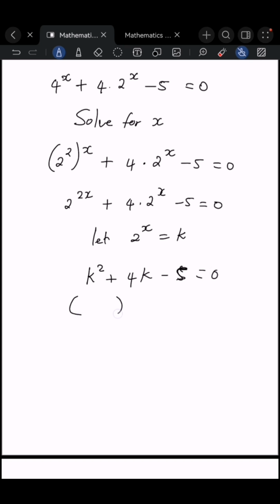And then we factorize, and then k times k, and then we say the factors of 5 are going to be 5 times 1. So it's going to be 5, it's going to be 1. We need 5 to be positive, so it's going to be positive here. No. We need 5 to be, okay, wait.